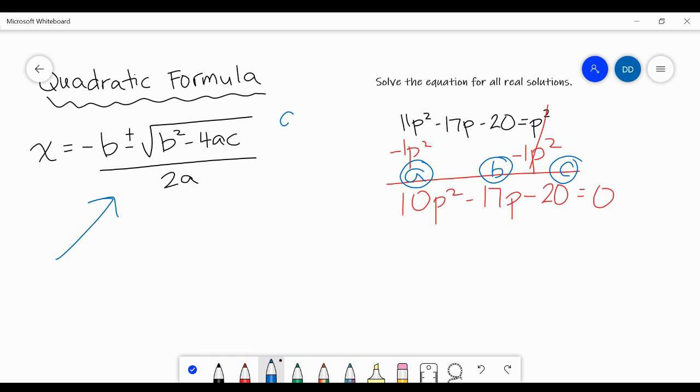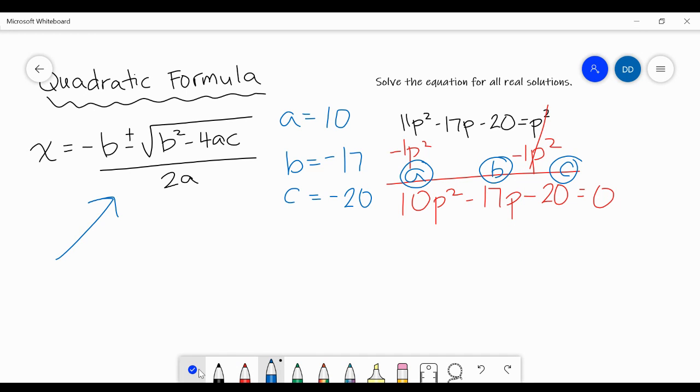So I'm going to write it over here. A is equal to 10. B is equal to negative 17. You have to bring that negative with the 17. That subtraction sign needs to go with it. Same thing with that 20. C is equal to negative 20. We're going to take these three values and plug them into this formula.